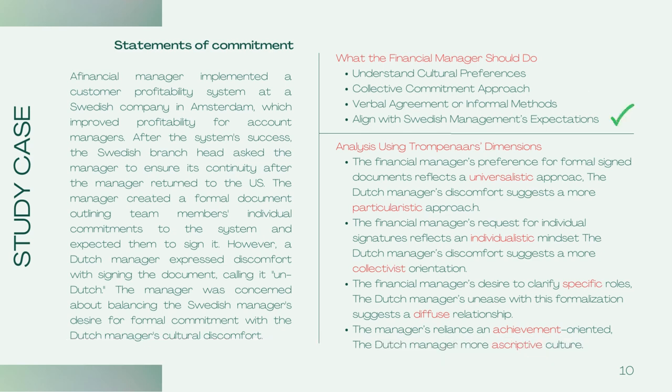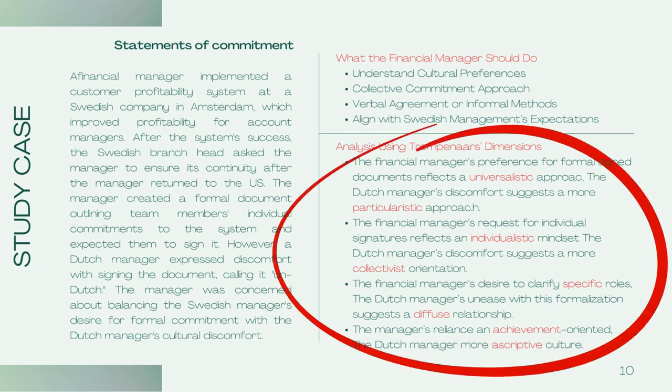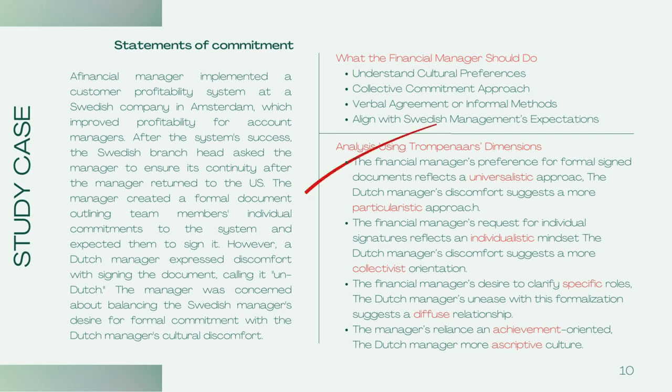And the last is aligning with Swedish management's expectations. So the manager could explain the cultural differences to the Swedish head and suggest that an informal commitment might be more effective than a formal signature-based approach. This situation can also be analyzed using several of Trompenaars' 7 cultural dimensions. The financial manager reflects a universalistic approach where rules and formal agreements apply to everyone, while the Dutch manager suggests a more particularistic approach where relationships and context are more important.